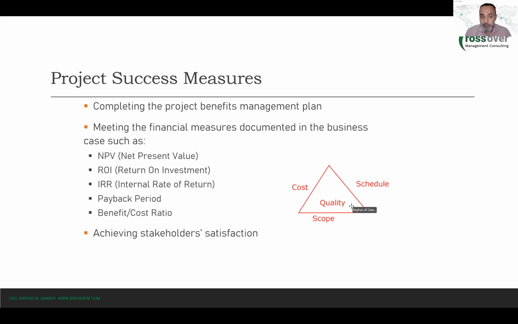For instance, we built that tower within the specified time, within the specified budget, within the quality requirements, and everything went well. But we could not rent out any of the apartments, or we rented only 10% or 20% of the apartments to the public.